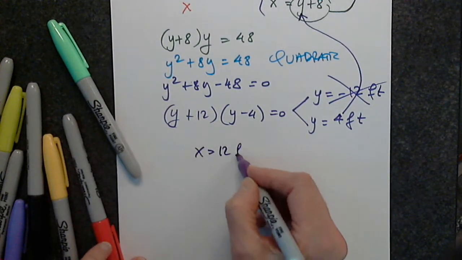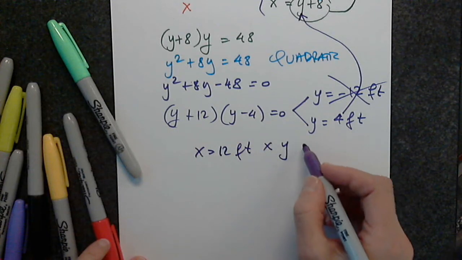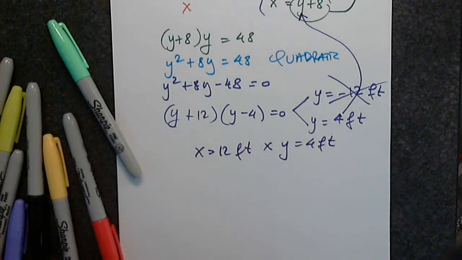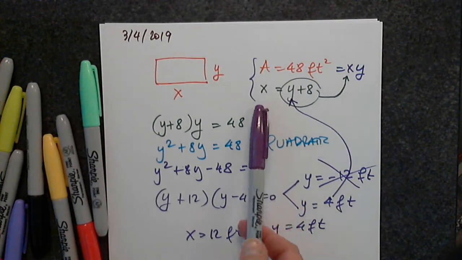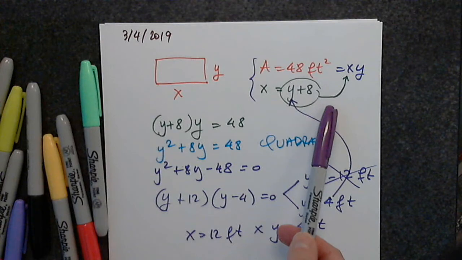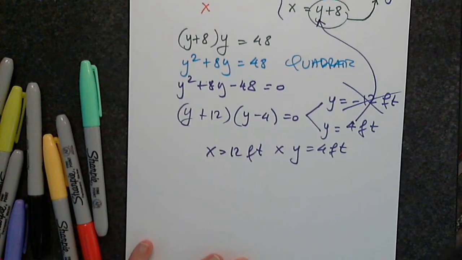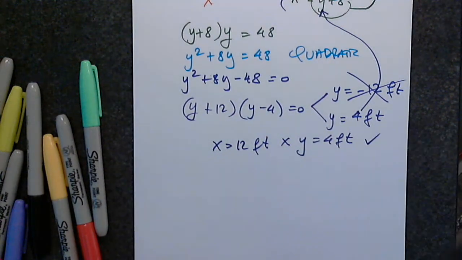X equals 12 feet and y equals 4 feet. Excellent. So the product is indeed 48, and the sum of y plus 8 is indeed 12. Excellent. And that is the answer. Good. Is there anything else that you would like to go back to?